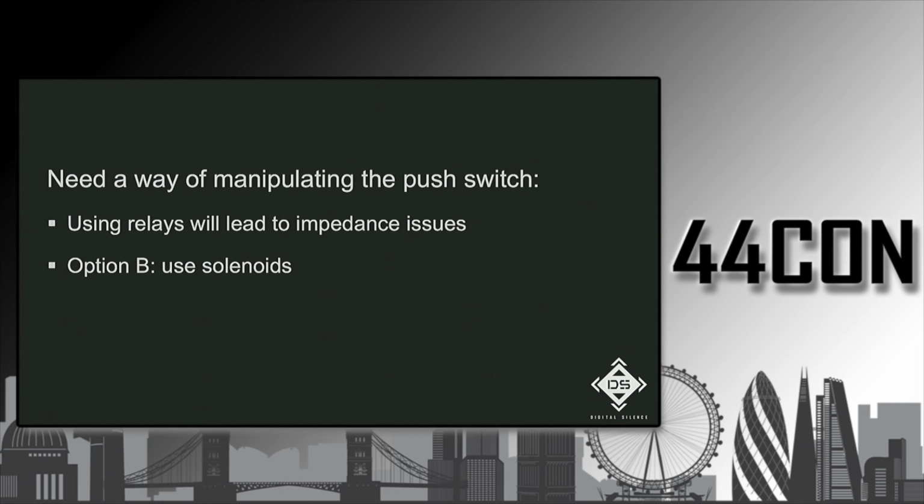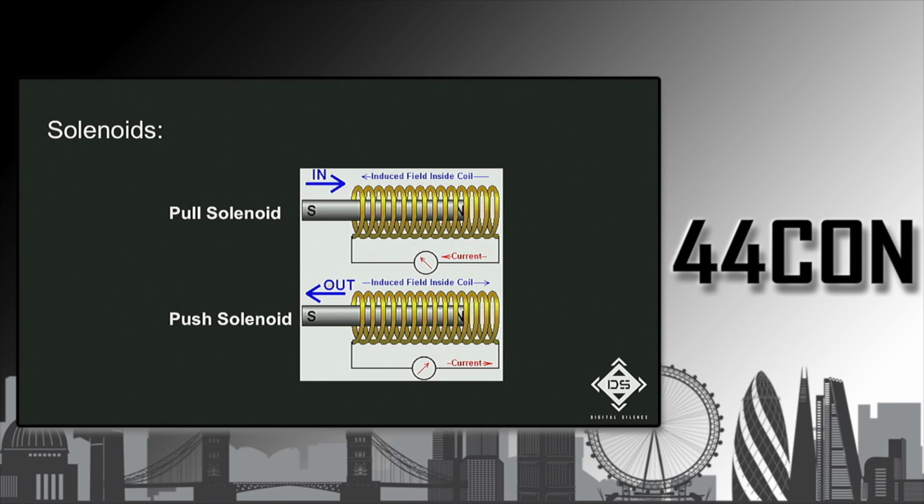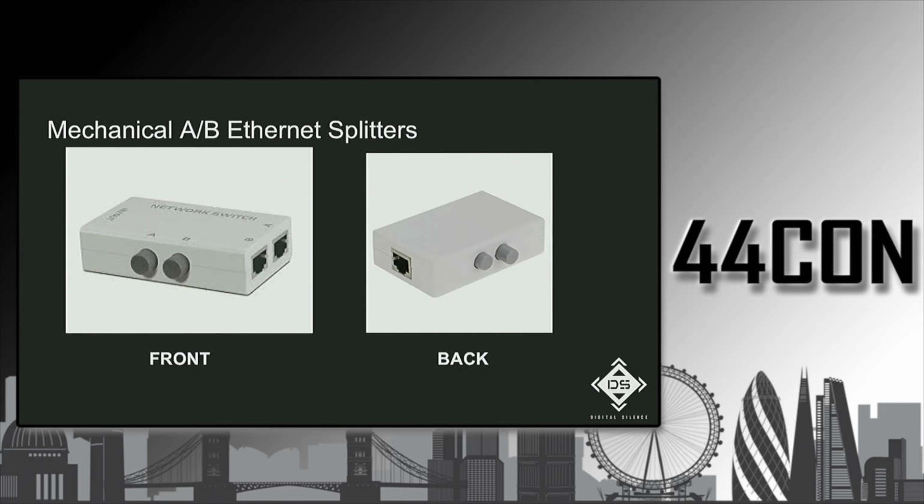But we need a way of manipulating the push switch. I originally tried using relays, but that led to some pretty crazy impedance issues because I'm not an electrical engineer, which probably explains why if you buy a relay-based one online, they're really expensive. But I think the more easily reproducible option is to use solenoids, which is anyways what I did. Basically, a solenoid creates linear motion. Essentially, you have a coil that's wrapped around a rod, and when you run electricity through the coil, you get either a pushing motion if it's a push solenoid, or a pulling motion if it's a pull solenoid. So we essentially use the push solenoids to manipulate the switches and allow us to switch this remotely.